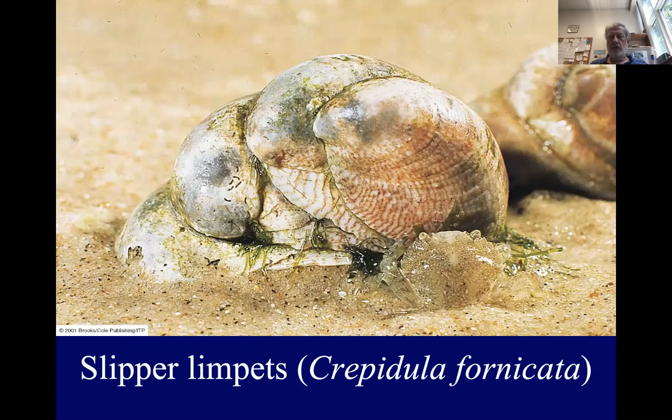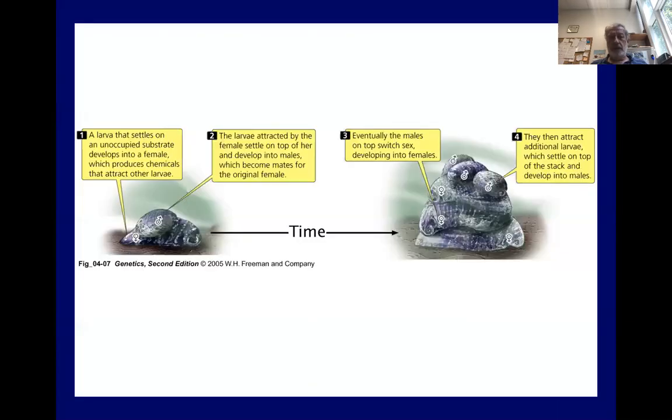This shows you four of them stacked together. The bottom one is undoubtedly a female, the other three are probably males. And this shows you kind of how it works. When a larva settles onto an unoccupied substrate, it develops into a female, and then it releases chemicals that attract other larvae, and they settle on the female and become males. But if the female on the bottom dies, then the ones above her turn into females, after which they don't change sex again.